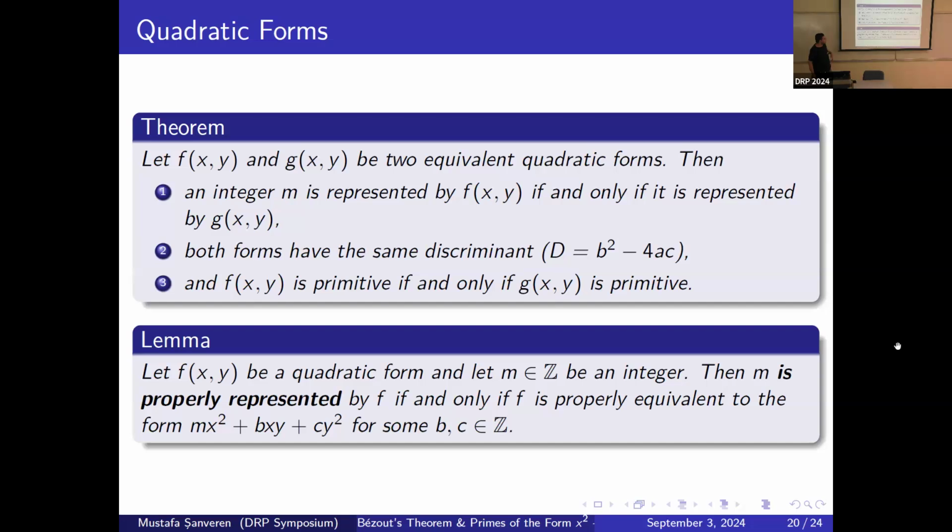And here's a theorem about equivalent quadratic forms. If we have two equivalent quadratic forms, and m is represented by f, it must also be represented by g. They also have the same discriminant. And if f is primitive, g must also be primitive. If you have an integer m and a quadratic form f, then m is properly represented by f if and only if f is properly equivalent to this quadratic form for some integers b and c.